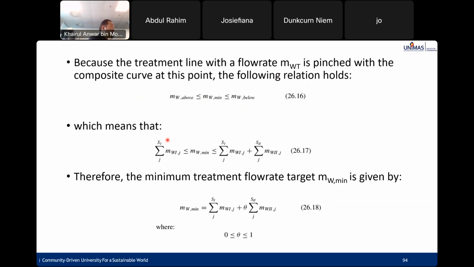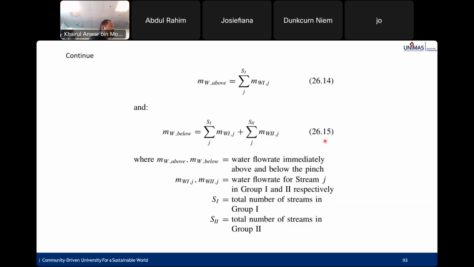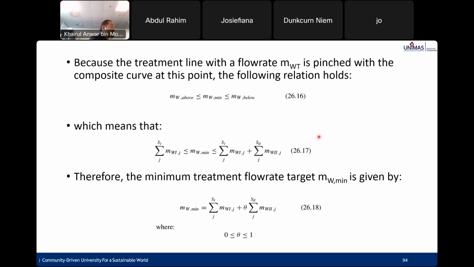for water flow rate for group 1, the sum of the stream is less than wastewater flow rate minimum, less than the MW below. This one refers back to question 26.14 and 26.15.